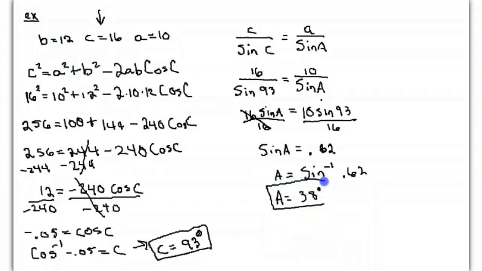So you got big C, big A. How do you get big B? 38 plus 93 is what? And then 180 minus 131. 49. And voila, you finished this one.